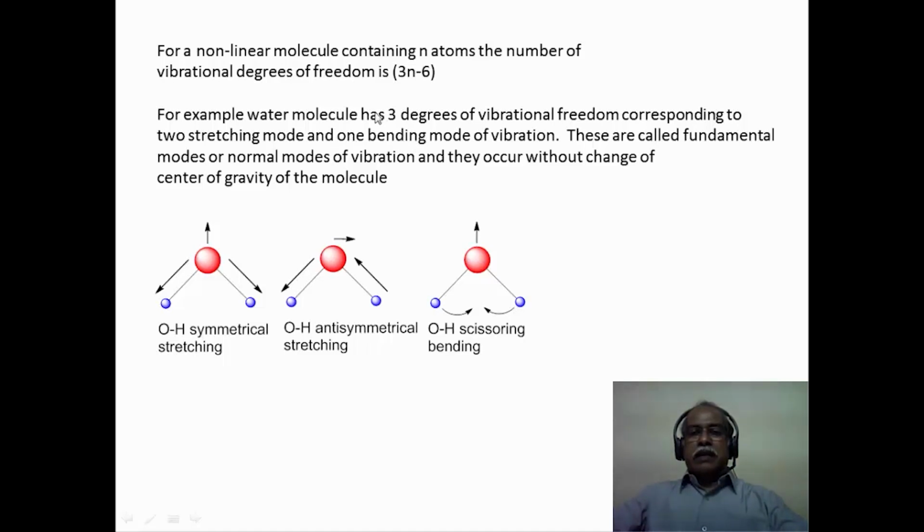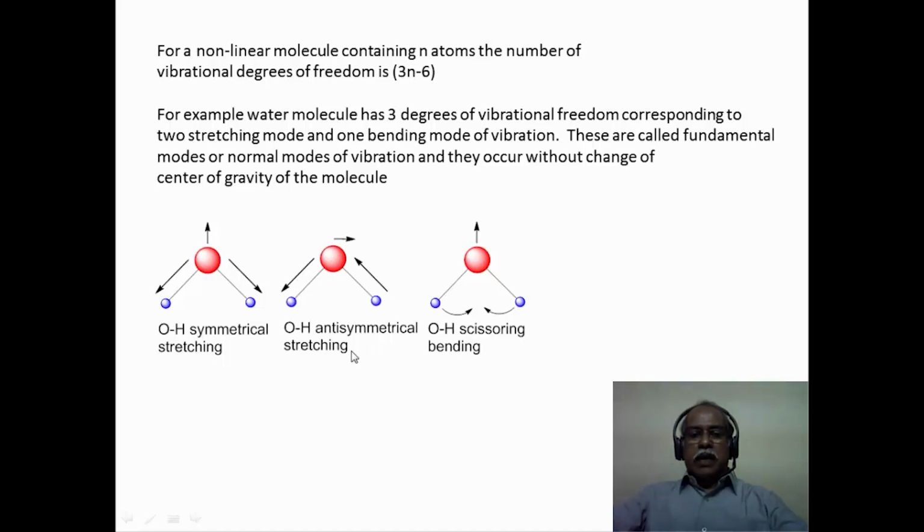For example, if you consider the water molecule, it is a bent structure, it is not a linear structure. It has 3 degrees of vibrational freedom corresponding to the 2 stretching frequencies which are shown here and 1 bending mode which is also shown here. If we consider these 2 stretching modes, this is a symmetrical stretching of the OH bond. In the symmetrical stretching, both the OH bonds are either elongated or compressed simultaneously, and in order to maintain the center of gravity, the oxygen also displaces itself so that the center of gravity remains the same in all of these normal modes of vibration.